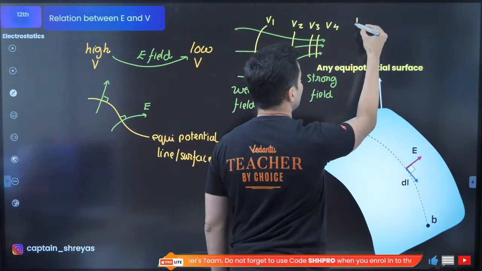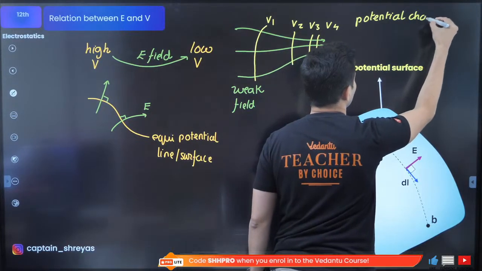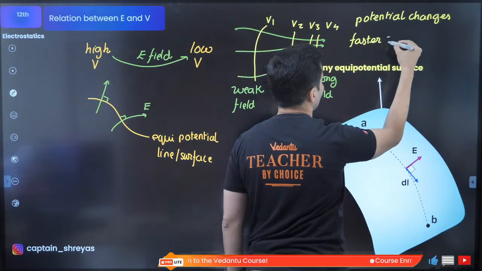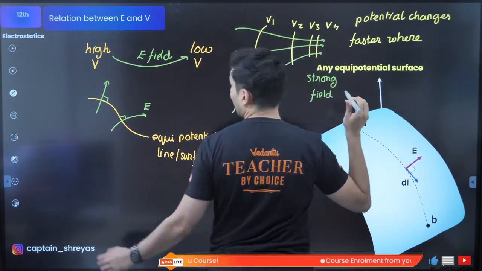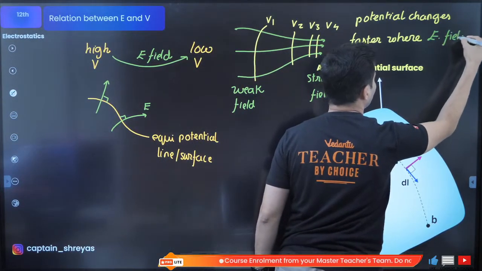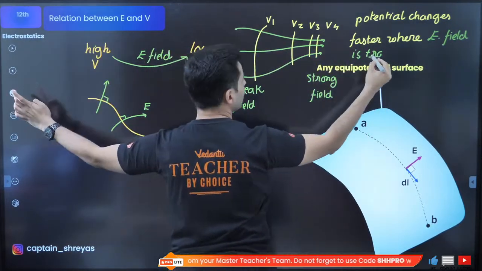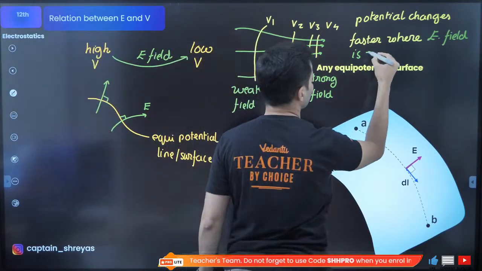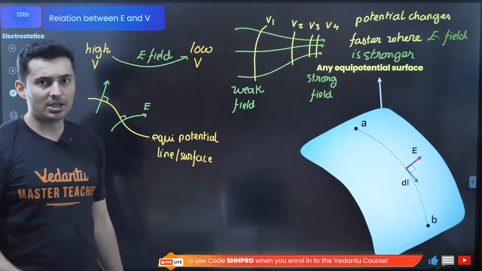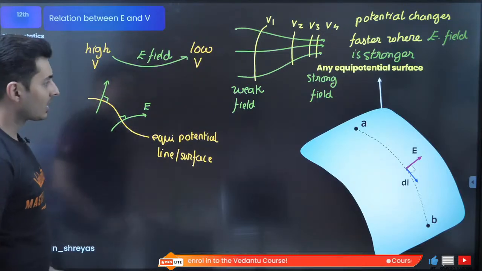So potential changes faster where electric field is strong. Where electric field is stronger. Stronger. I just mentioned this word. Stronger. Very, very important. In fact, there is a relationship for this. Very easy relationship. I'm pretty sure you would have seen this relationship.